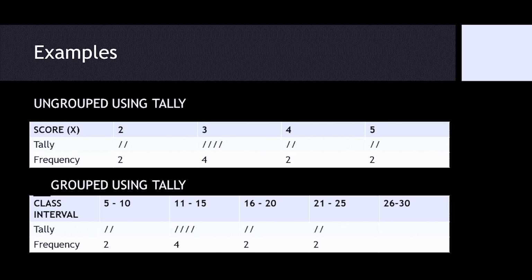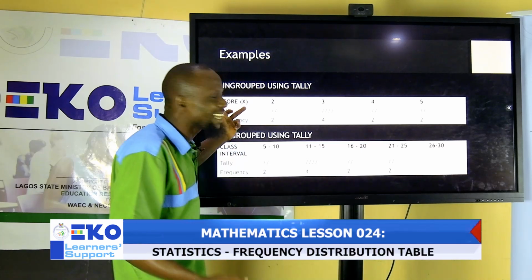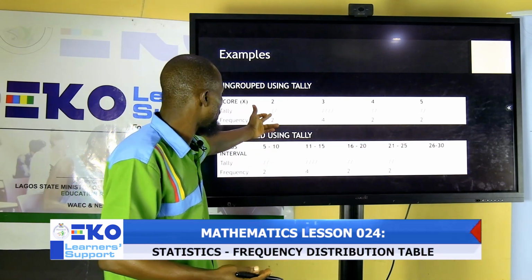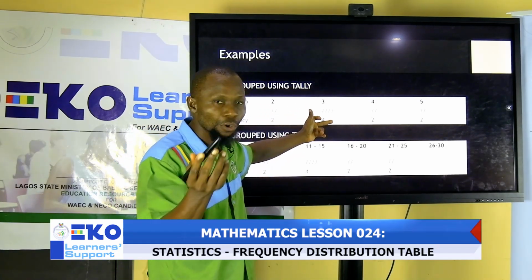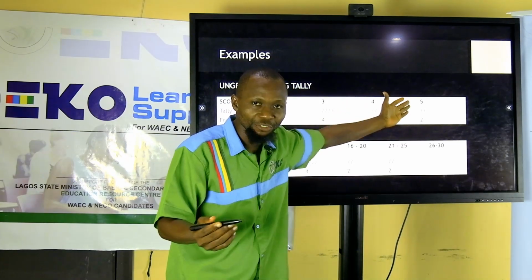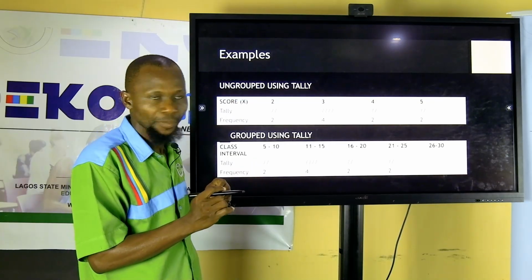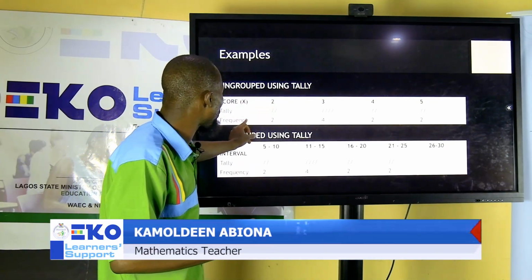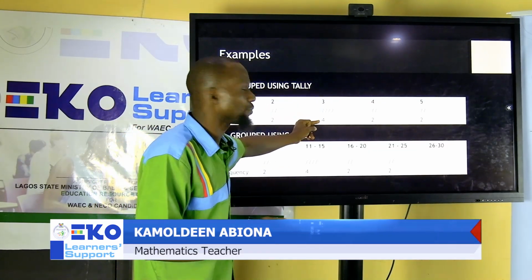So what does it mean? Score 2, score 3, score 4, score 5. Tally is just another way of presenting our numbers. So instead of writing 2, I can just write 2 strokes. Instead of writing 4 as a figure, 4 strokes, and so on like that. So what does this table really mean? It means that score 2 occurred twice. So 3 occurred 4 times.